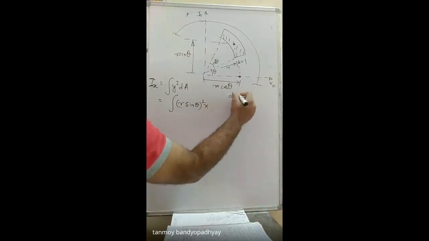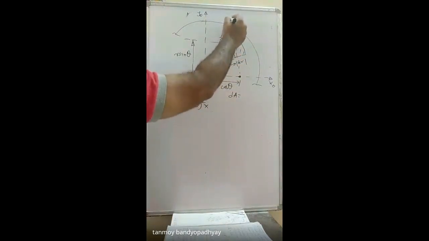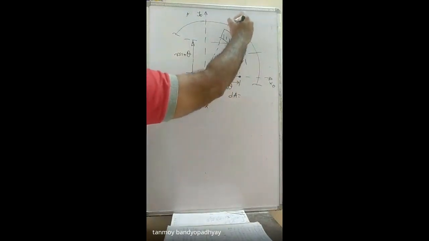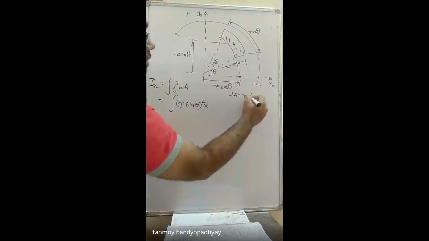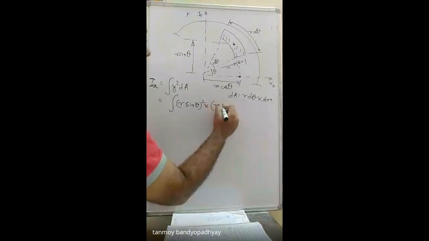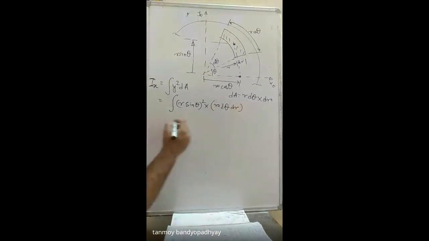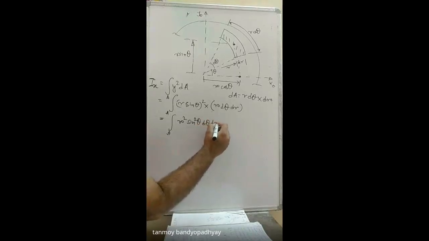So what will be dA? If I consider it to be a rectangle, this distance will be equal to r into d theta. So dA will be equal to r d theta into dr. So this should be equal to integration over the area of r square sine square theta into d theta into dr.